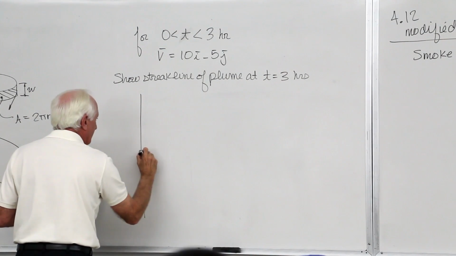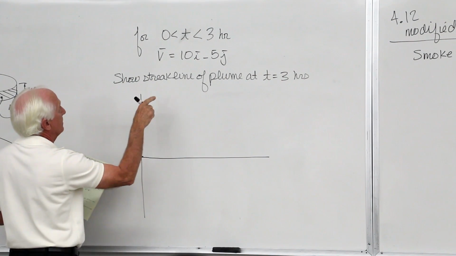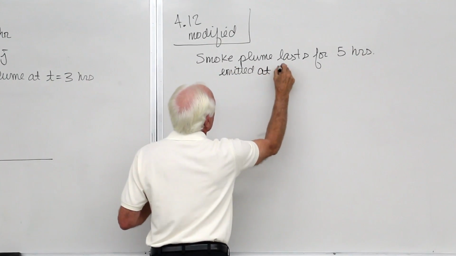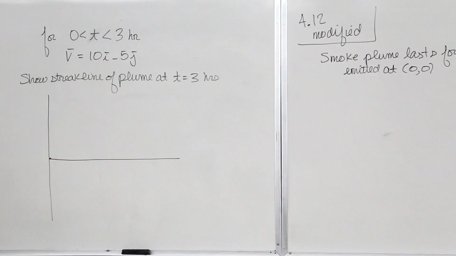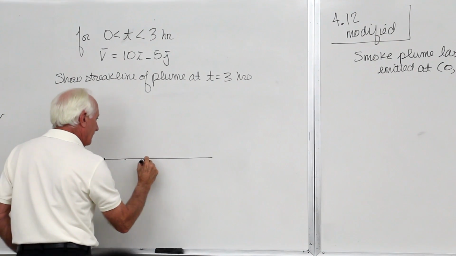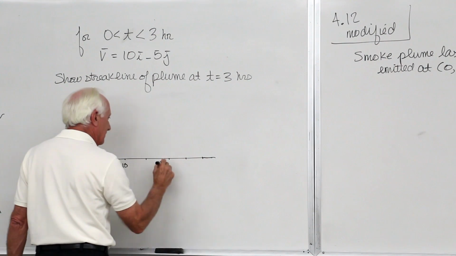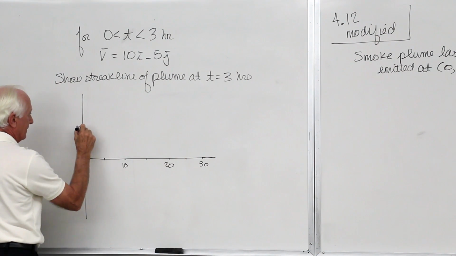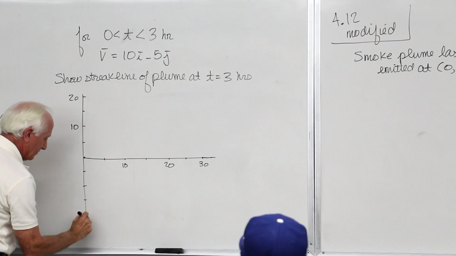Okay. The origin. And by the way, the plume for 3 hours is emitted at 0, 0. Yours was emitted at, I don't know, minus something and plus something. That's okay. All right, here's 0, 0. 5, 10, 15, 20, 25, 30, okay, that's probably fine. 10, 20, 30. Let's see here. 5, 10, 15, 20. 5, 10, 15, 20.